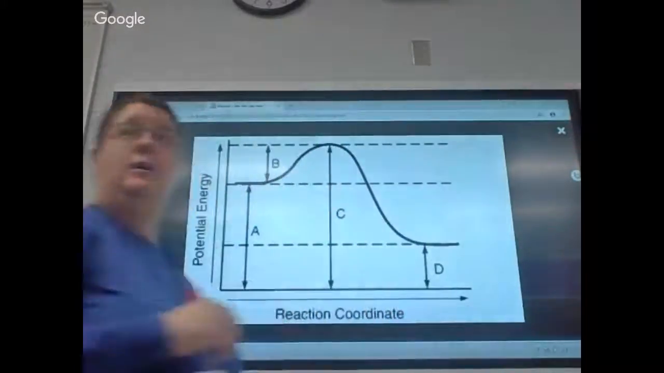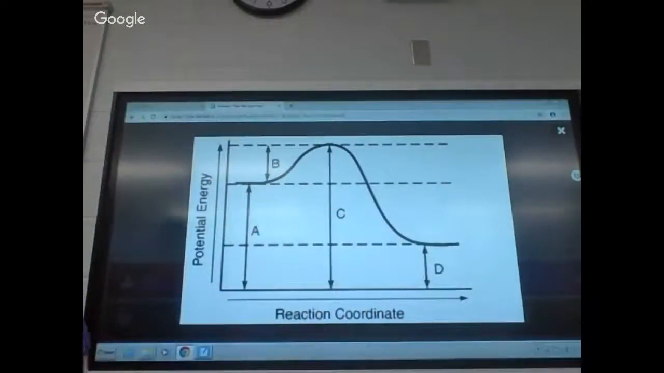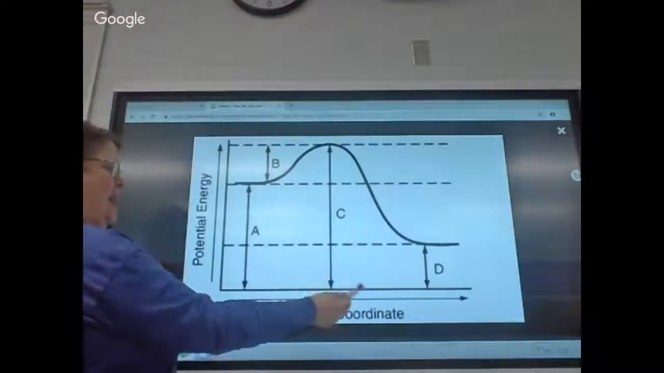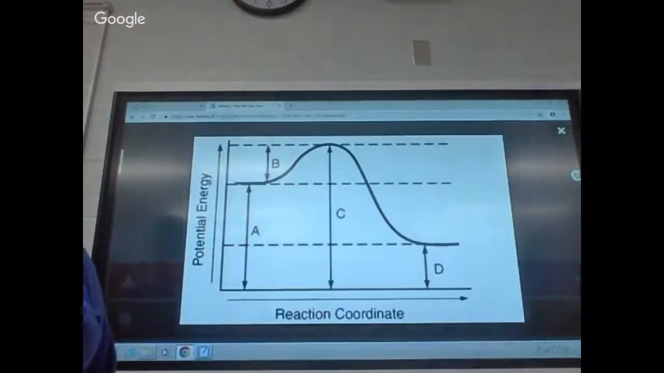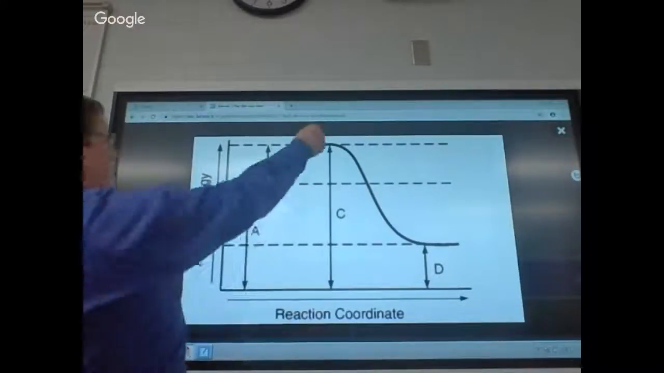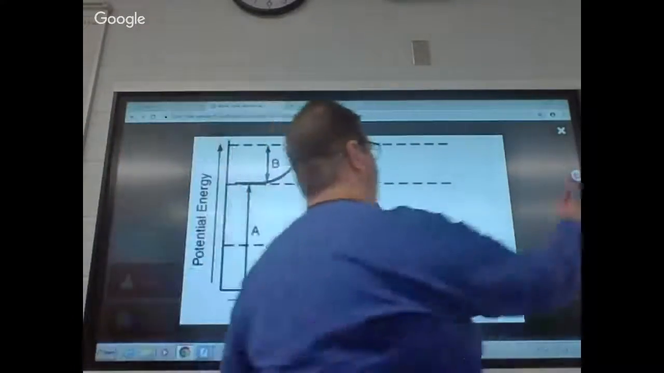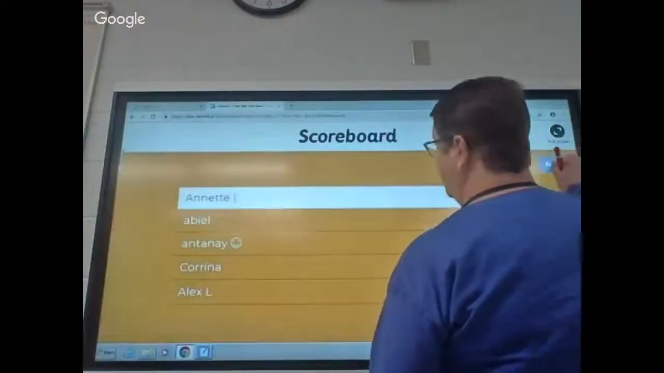What's C? C is nothing. C is way down here on the bottom line. Nothing's down here at C. I mean, technically, it would be the activated complex. Have I talked about the activated complex? No. But technically, it would be the activated complex. The activated complex is up there.